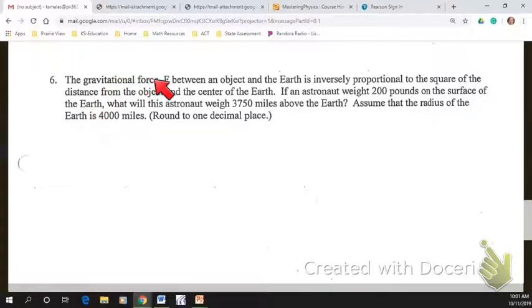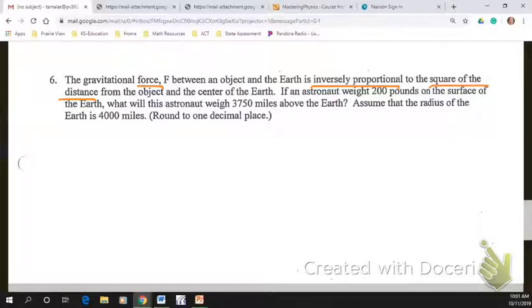Okay, it says the gravitational force F between an object and the Earth is inversely proportional to the square of the distance. All right, so let's highlight our keywords there. Gravitational force, where gravitational is just an adjective. It describes the force. So we have a force that is inversely proportional to the square of the distance.